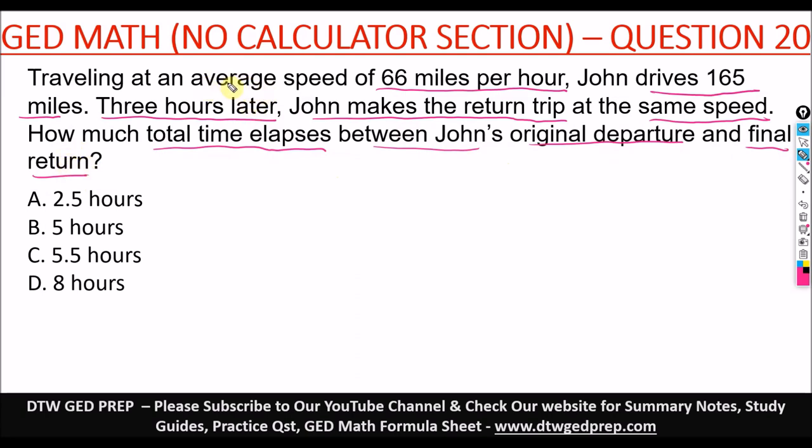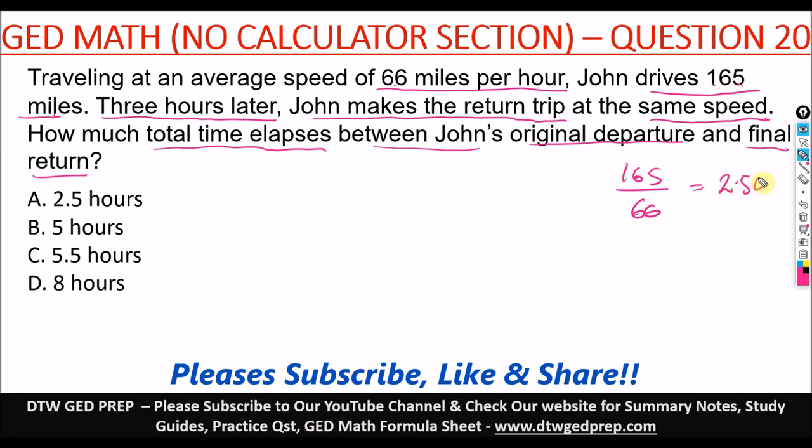Okay, so it means we must add the time for the first travel, then these 3 hours he spent, then the return trip. The time for the first travel, it says 66 miles per hour, and he drove 165 miles. This is the rate per hour, 66 miles per hour. To know how many hours he drove, 165 miles is 165 divided by 66, which will give us 2.5 hours.